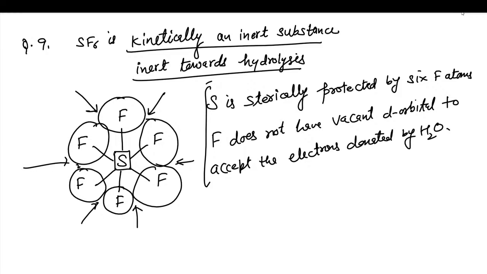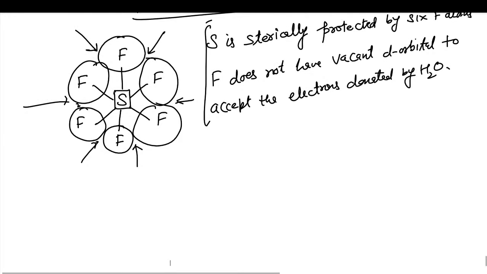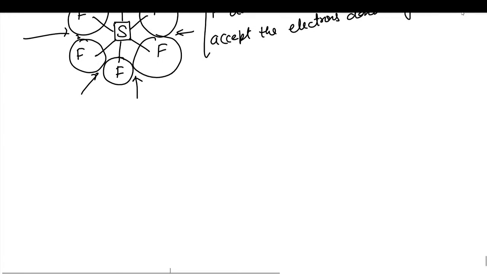First thing. Second thing, fluorine does not have a vacant d orbital to accept electrons donated by the water molecules, and that's why SF6 does not undergo any hydrolysis. But if you take some other, like SF4, that is not sterically protected, and that's why it can be easily attacked. Done. Next question.